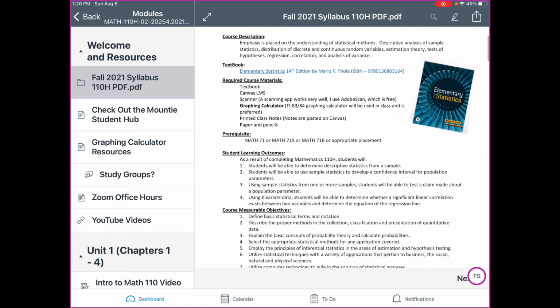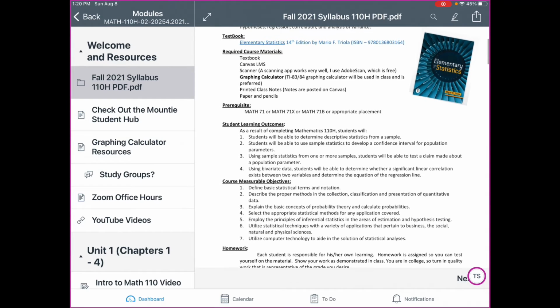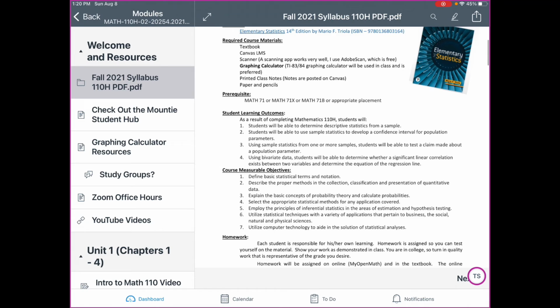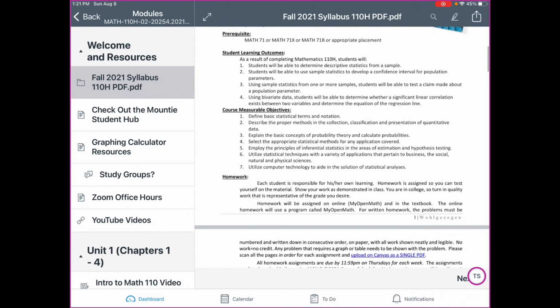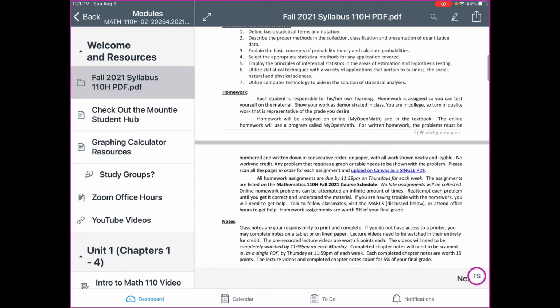And so there's a course description here, textbook, and required course material. This course is also being taught online, and we will meet 3 times for exams plus the date for our final, and those are listed at the top of the syllabus and then also further down. Prereq, student learning outcomes, and course measurable objectives are also listed here that you can look through on your own.